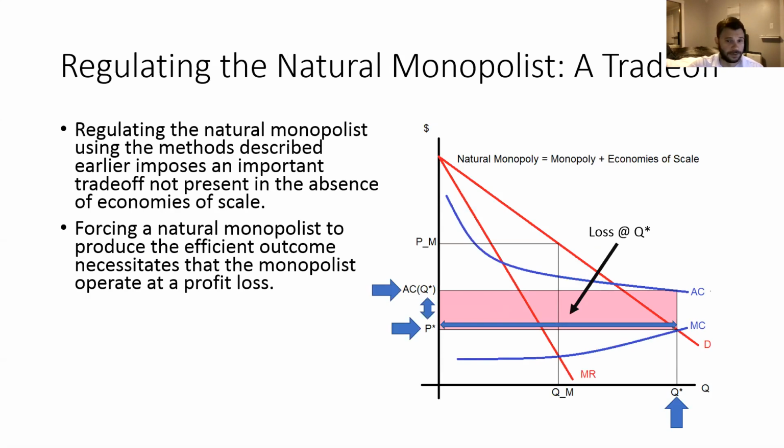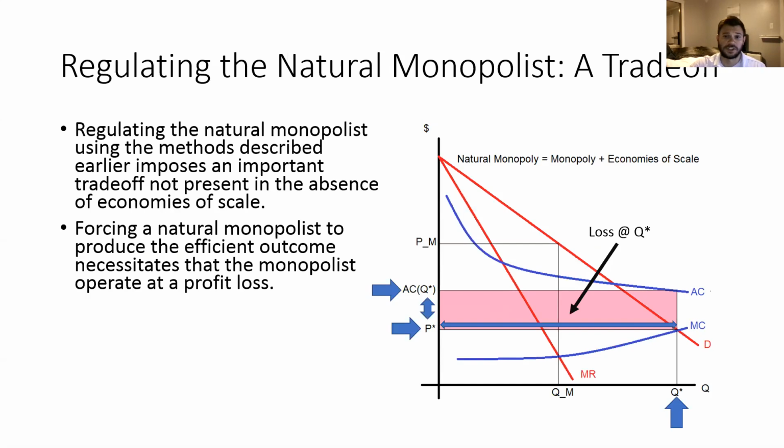Now, this is the trade-off: if we want to fix the economic pie problem, if we want to fix the efficiency problem, this is going to necessitate that this natural monopolist lose money. It's going to operate at a profit loss. Note that at Q star, when we look at the consumer and the producer surplus, the producer surplus is different than profit. Profit subtracts out the fixed cost whereas producer surplus does not. Producer surplus is total revenue minus total variable cost, whereas profit is total revenue minus total cost.